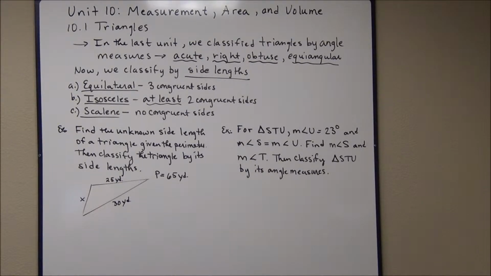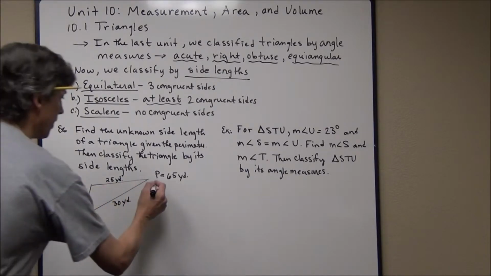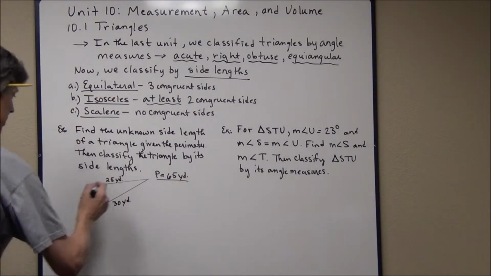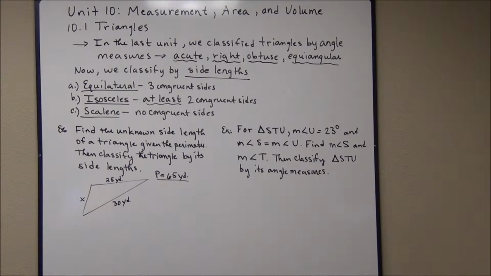We're going to do a couple of problems here, and then we're going to classify the type of triangle we have either by side or by angle. So in this first example, it says find the unknown side length of the triangle given the perimeter. Now this is the perimeter right here. The perimeter, remember, is all the way around. You add up all three sides of their lengths. Then it says classify it by its side length.